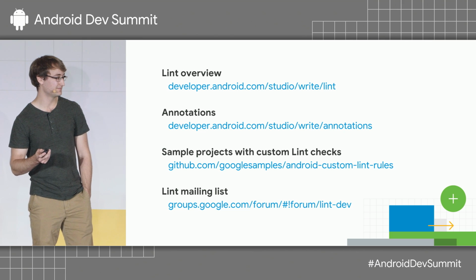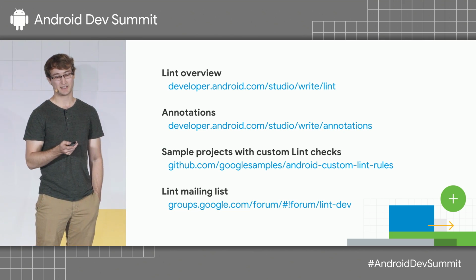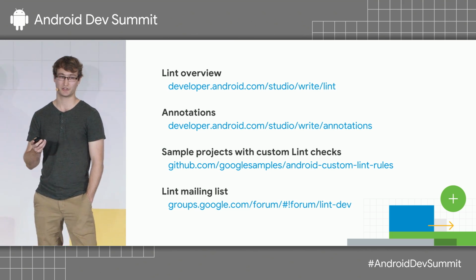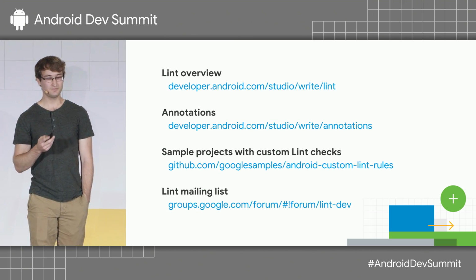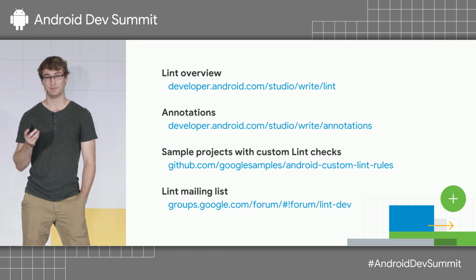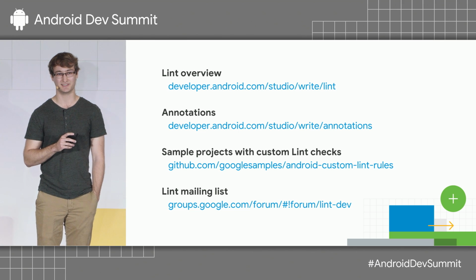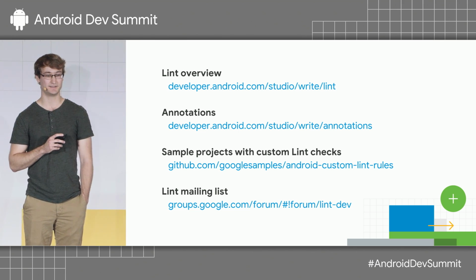If you are really excited about the demo I just gave at the end here, check out the sample project we have on GitHub, where you can actually write your own custom lint checks, and it'll get you up to speed. And finally, if you run into any issues, we have a Lint mailing list where you can go for help. Many of you might know Tor. He's pretty active on the mailing list, and I'm pretty active on the mailing list too, where we answer all the questions that get asked there.